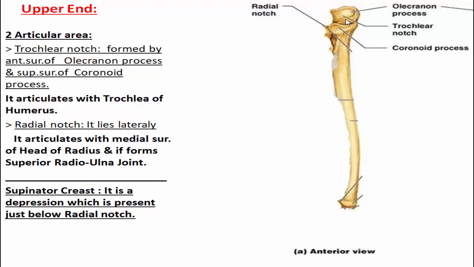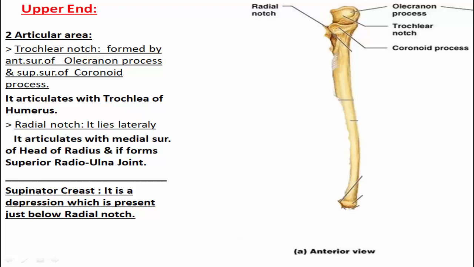Another articular area is the radial notch. This radial notch is situated on the lateral side in the upper part, and it articulates with the medial surface of the head of the radius, and it forms the superior radio-ulnar joint. As I told you earlier, in the forearm region there are two bones, ulna and radius. Ulna is on the medial side, so it articulates with the radius on the lateral side with the help of the radial notch, and it forms the superior radio-ulnar joint.